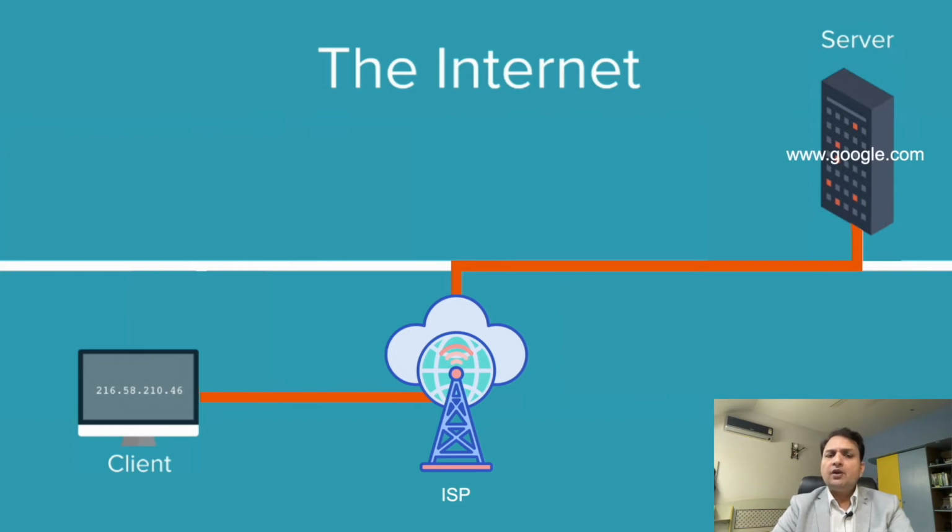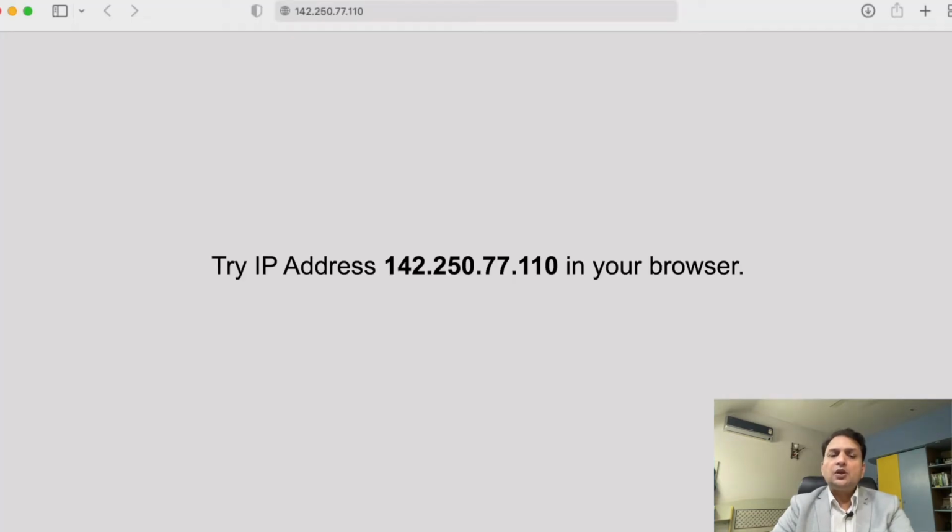Google server will process our request and respond to us, and the response will reach us following the same network of cables, wires and routers called the internet. And all that in a matter of a second or two, which is amazing considering that our request would have traveled halfway across the globe and back. You can try typing IP address 142.250.77.110 in your browser and see what you get.